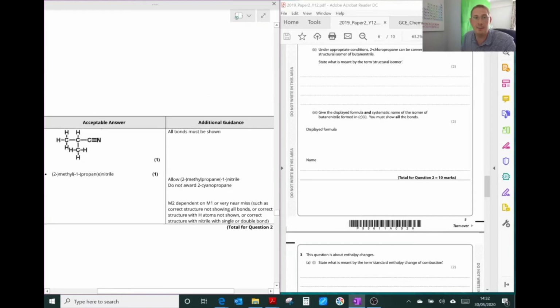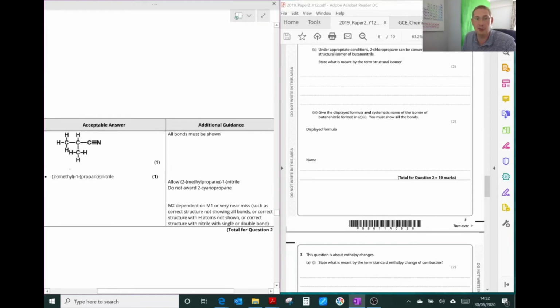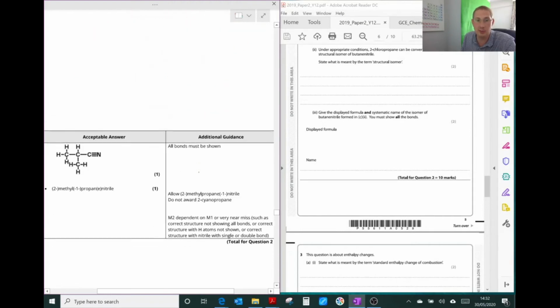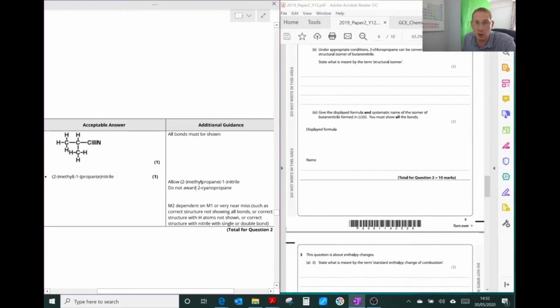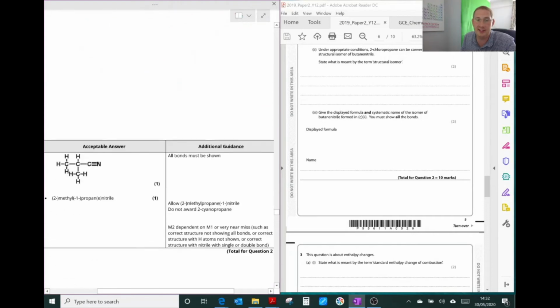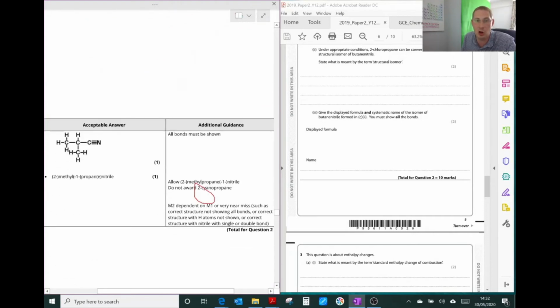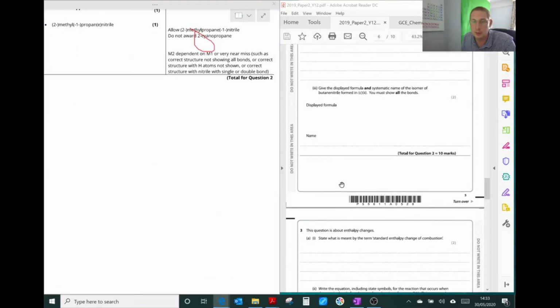Okay, and there is the bonds there. All bonds must be shown, which I have done. Do not award 2-cyanopropane, as I said there. Absolutely, that's showing you're not understanding that this takes precedence. This is the most important functional group here. Mark 2 dependent on Mark 1 are very near miss.